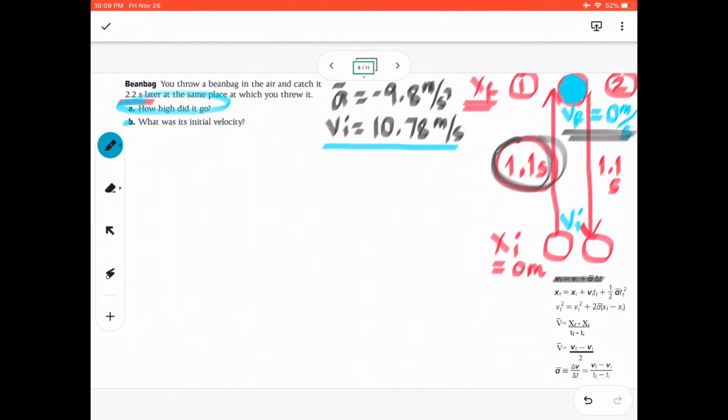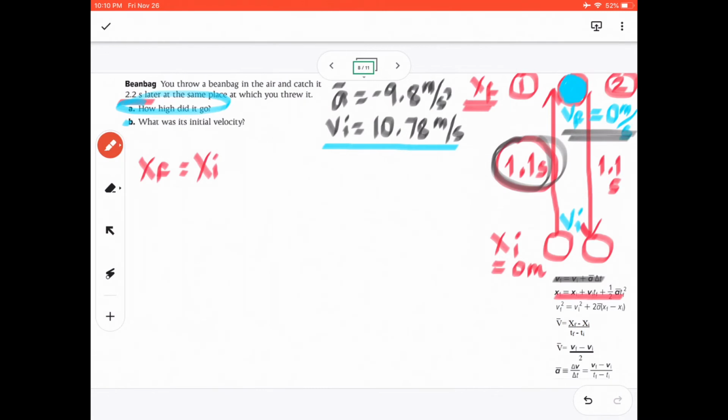How high did it go? We're going to solve for XF. XF is unknown. Now which formula will fit all the given that we have in this problem? We're going to use the formula XF is equal to XI plus VITF plus 1/2 ATF squared. Why? Because we have all the given in this problem. So let's just write that down.